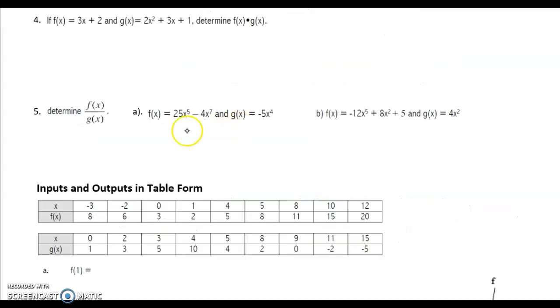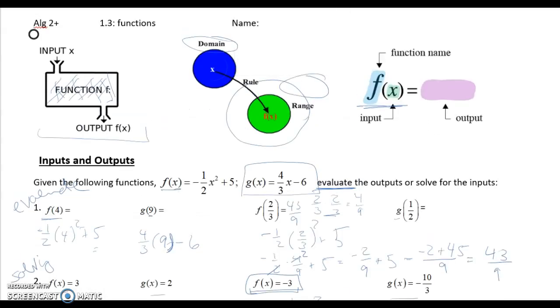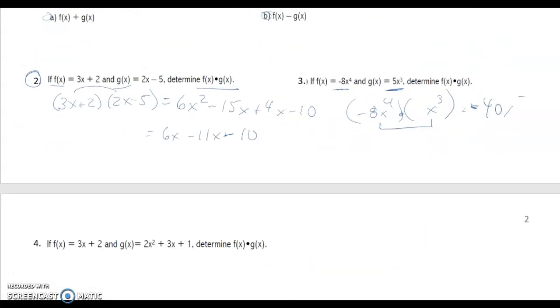Let's remember how to divide a function by another function. Let's do this one. It's a little harder.